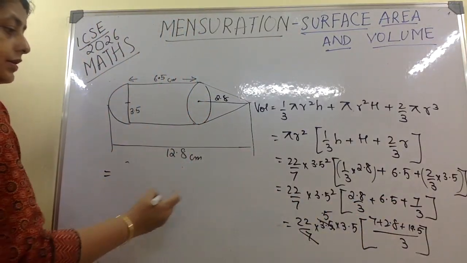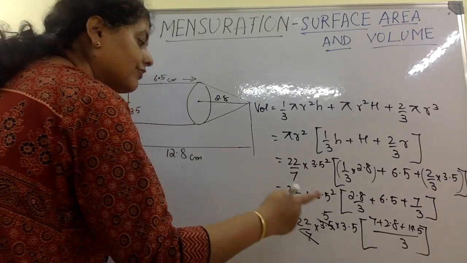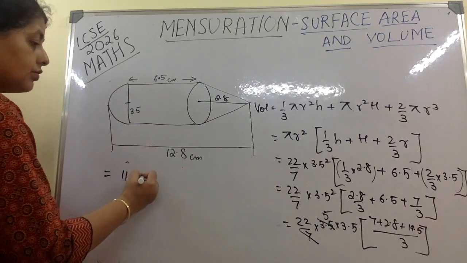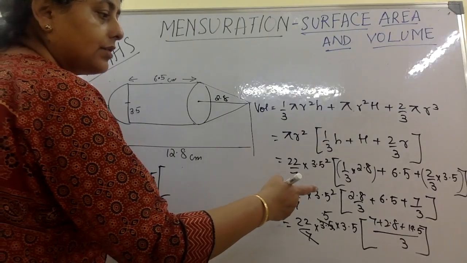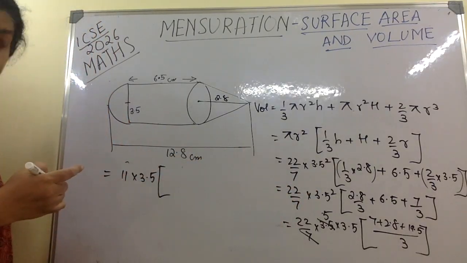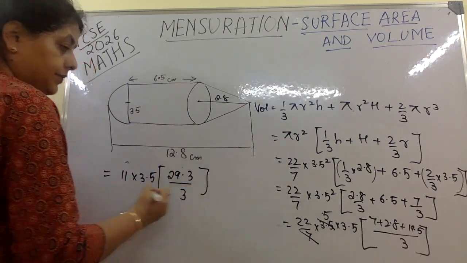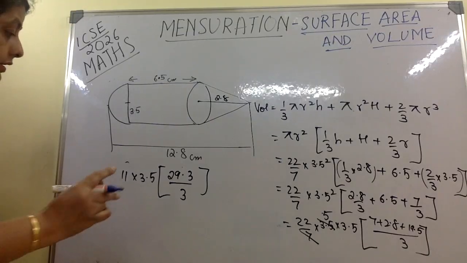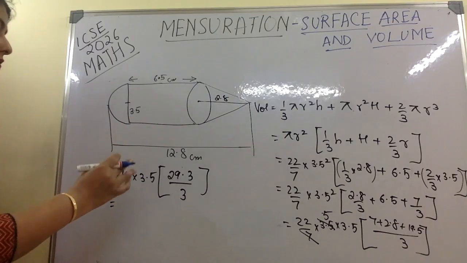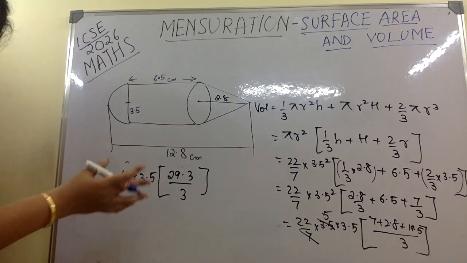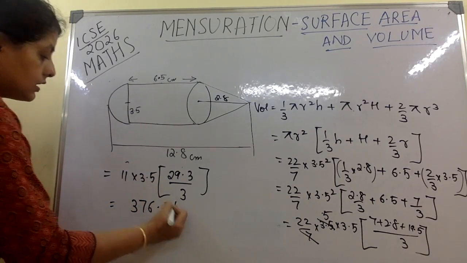Now this 0.5 I'll make into a half if you want, or if you know 22 into 0.5 is a straight 11. So 11 into 3.5, you can write that straight also. Then 7, that makes it 21. It is 29.3 if you add that, divided by 3. Now nothing is cancelling with anything, I checked with everything, so we'll have to multiply the numerator and then divide by 3. What we get is 376.01.